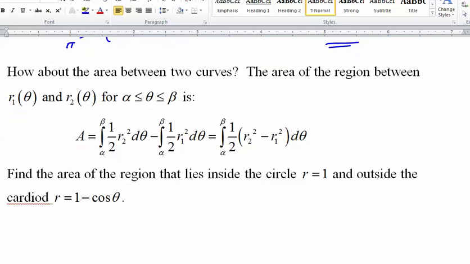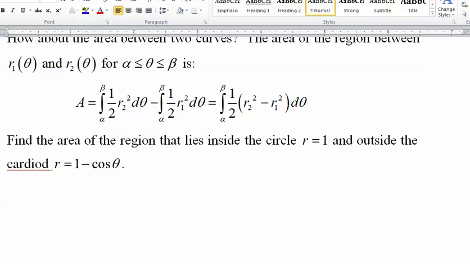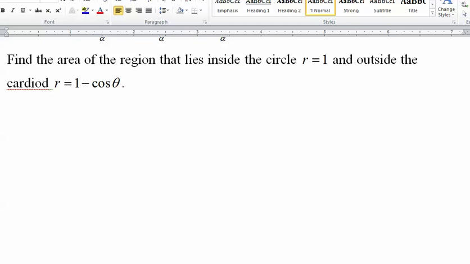How about the area between 2 curves? Just subtract them. You've got to figure out which one's on the outside. Find the area that lies inside the circle r equals 1 and the cardioid 1 minus cosine of theta. By the way, a cardioid is a type of limaçon, so I don't have to worry about that one too much. Here's r equals 1. Here's the limaçon, the cardioid, and they want the area inside the circle and outside the cardioid. All right, this is very challenging.